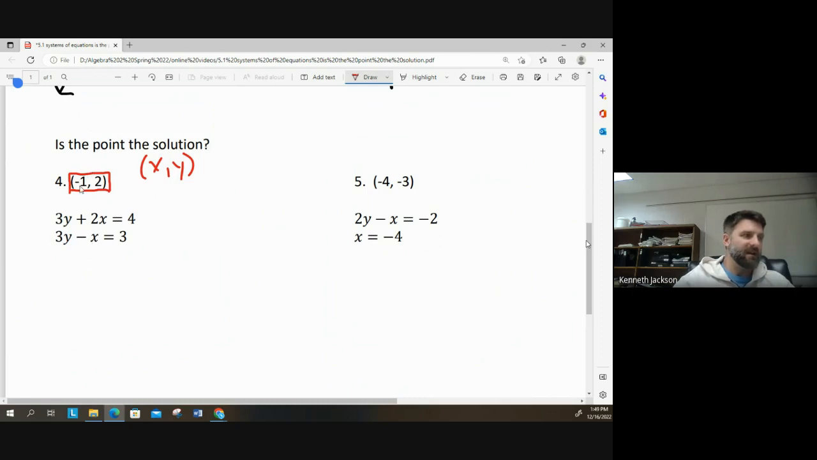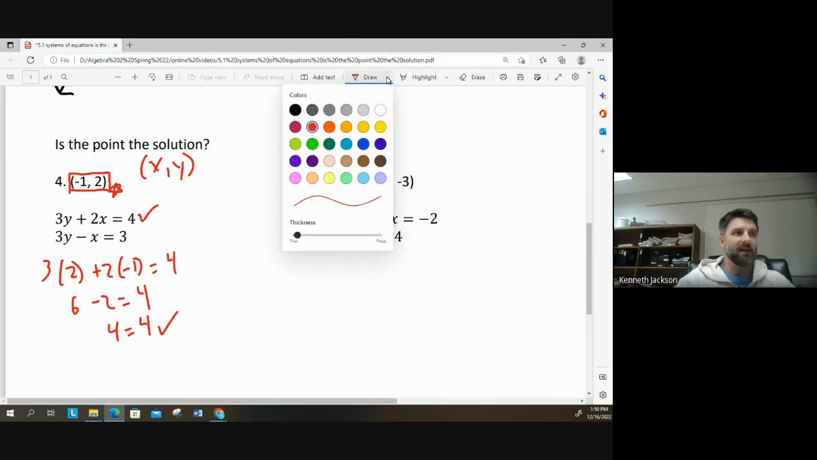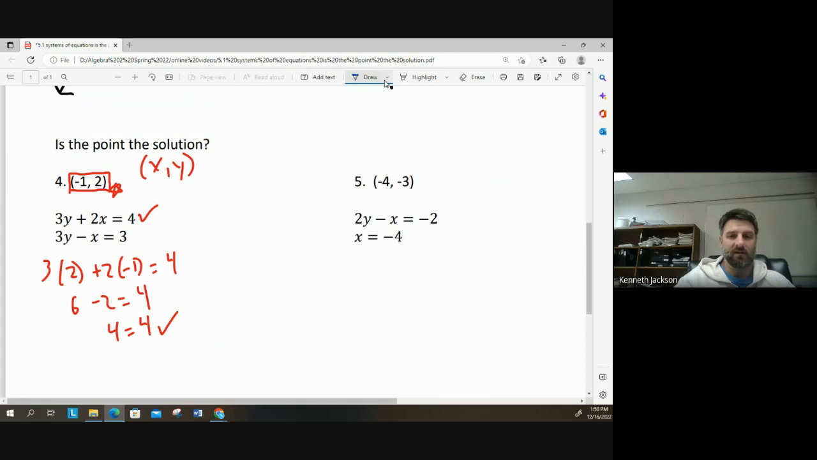So what I need to do is take -1, plug it in for x, and take 2 and plug it in for y. So on the top equation, it would read something like 3 times 2 plus 2 times -1 equals 4. Some basic substitution. 3 times 2 is 6. 2 times -1 is -2. 6 minus 2 is 4. 4 equals 4. So yes, this point, (-1, 2), is definitely on the first line. Now, that doesn't necessarily mean it is the solution for the linear system. Again, it must make both equations true.